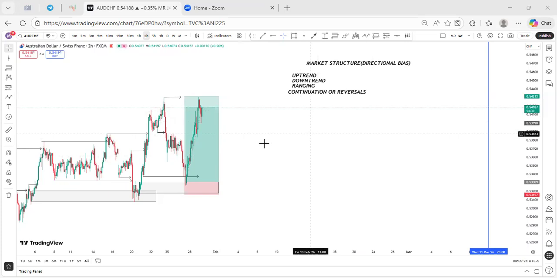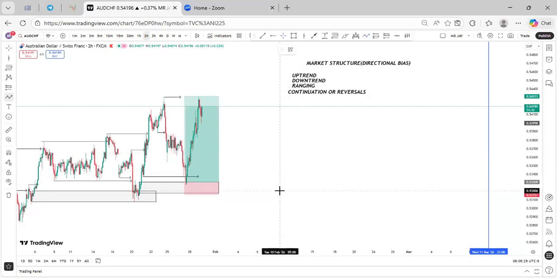So, what is market structure? Market structure, I like to define it as the skeleton of every chart or every index. So let's say if it be gold or maybe JPY or AD, whatever it is, the current structure, the current movement in the market.